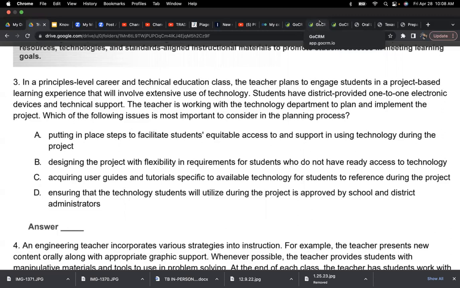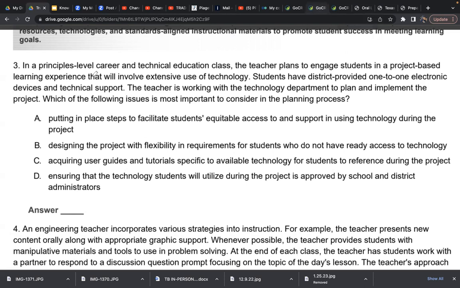So we're in a principal level career and technology education class. What does that mean, principal level? When beginning. You start? Yes, and that's important to note. They didn't tell you in a beginning career, blah, blah, blah. They told you in fancy vernacular, fancy vocabulary. But it's a beginning class. We have this teacher who plans to engage students in project-based learning.